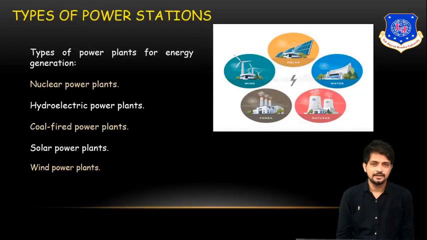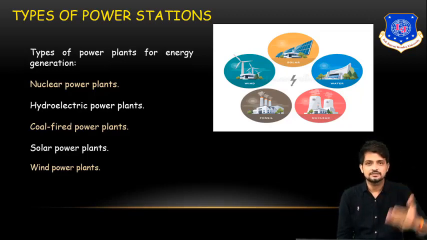See, if we talk about the basics of these power plants, then the main function of the power plant is to generate electricity, and here we are using an alternator. That alternator is used to convert the mechanical energy into electrical energy, and that energy is transferred with the help of the distribution system.